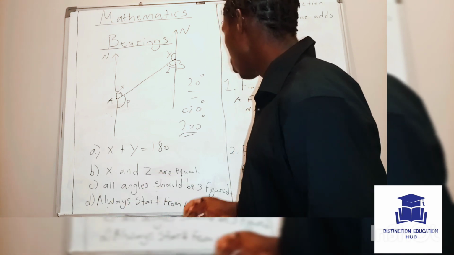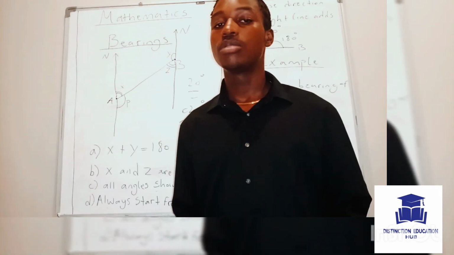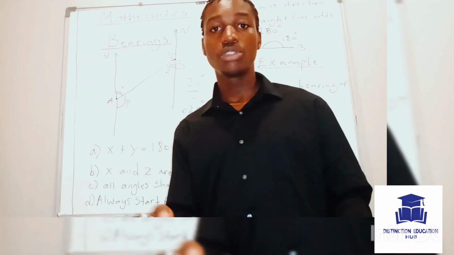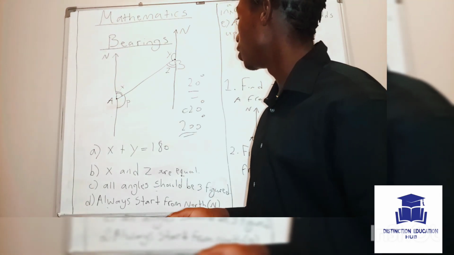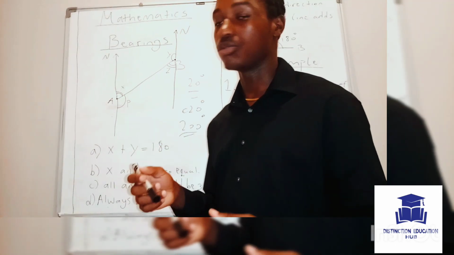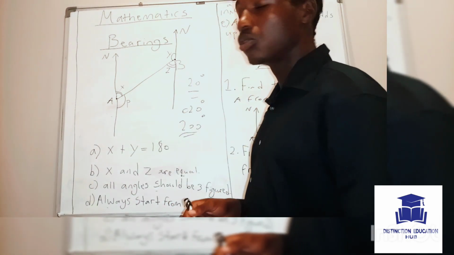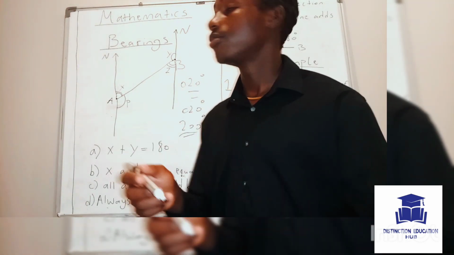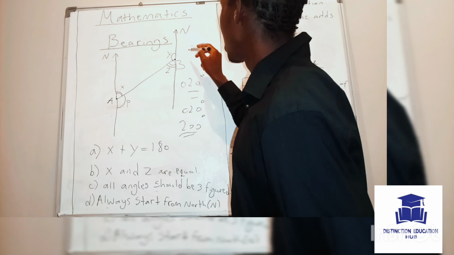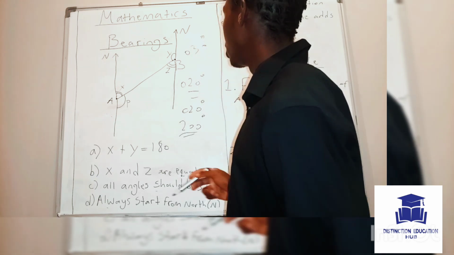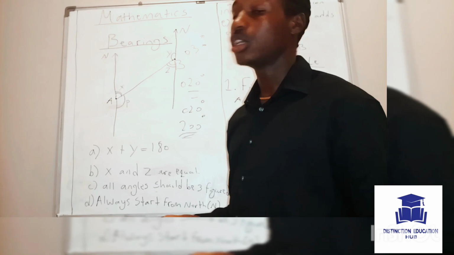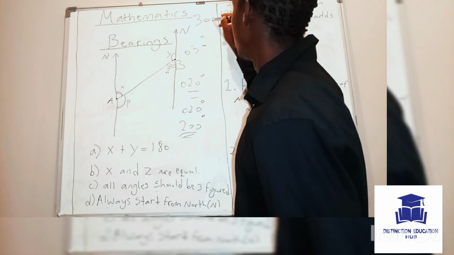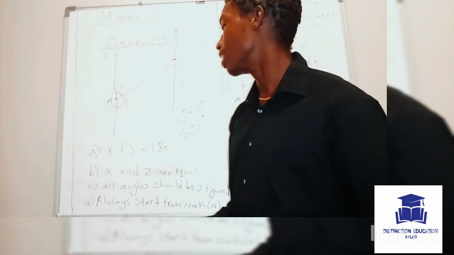C, all angles should be three-figured. What do I mean by all angles should be three-figured? When you are doing your calculations, let's say you find your answer to be 20 degrees, you must add the 0 in front in order for it to be three-figured. Or you had 30 degrees, you must add the 0 in front. But if you get an answer like 200, you just leave it like that because it's already three-figured. Or an answer like 300 degrees, it's already three-figured, you leave it like that.